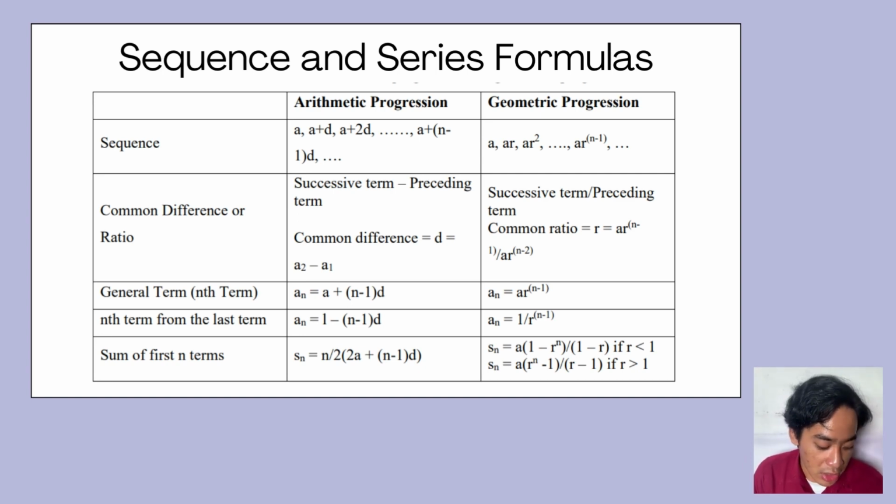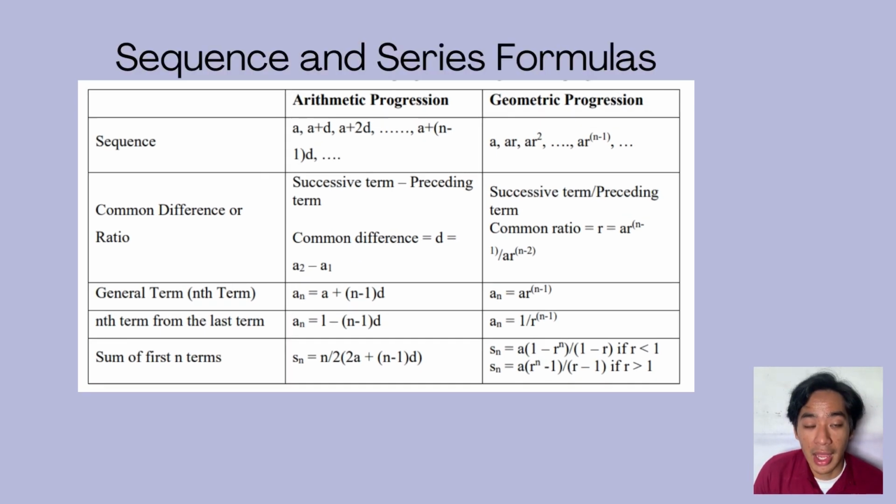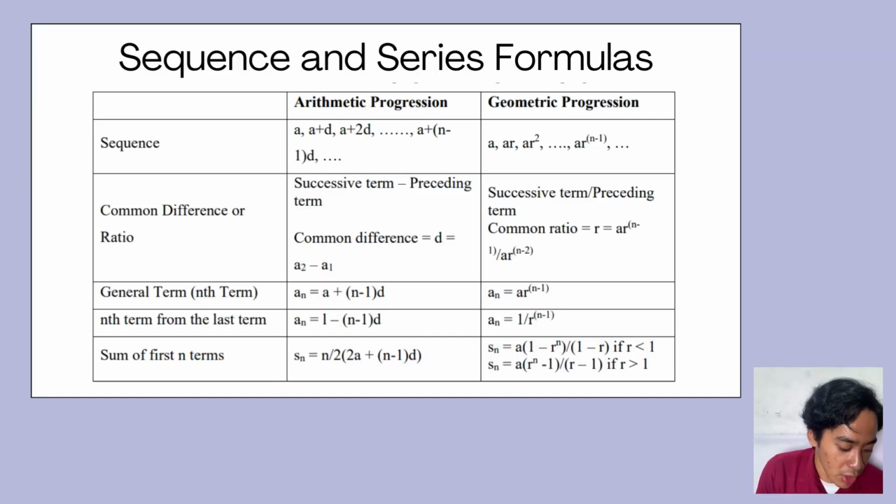The second is common difference or ratio. The common difference of arithmetic progression is the difference between the successive term and preceding term. So the common difference is D, where D is equal to A2 minus A1. The common ratio of geometric progression is the ratio of the successive term to the preceding term. So the common ratio is R, where R is equal to AR to the power of n minus 1 over AR to the power of n minus 2. And the general term of the geometric progression is An equal to AR to the power of n minus 1.